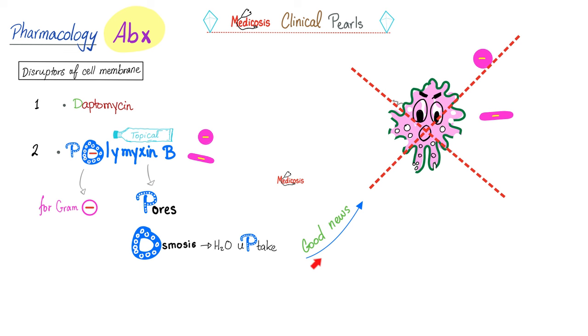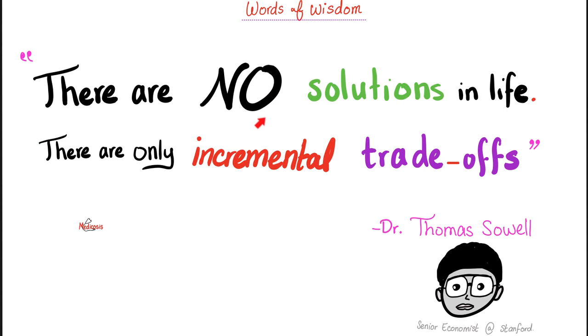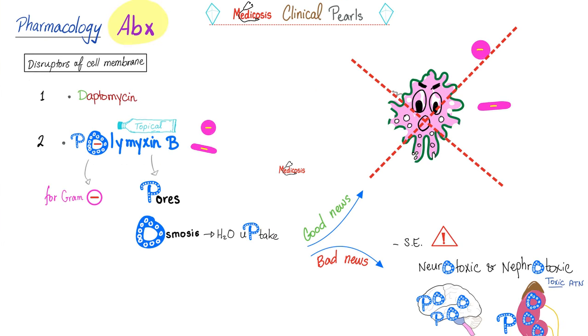Go to hell. That was the good news. But since there are no solutions in life, there are only trade-offs. Polymyxin has trade-offs. This osmotic damage is good news when you're destroying the bacteria. It's bad news when it's destroying your tissue. Neurotoxic, nephrotoxic. How? It keeps puncturing holes and pores, polypores, inside your organs. That's why we do not use it systemically, we use it topically.